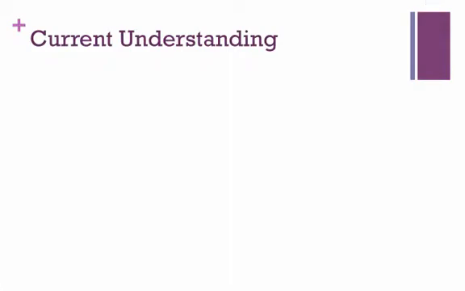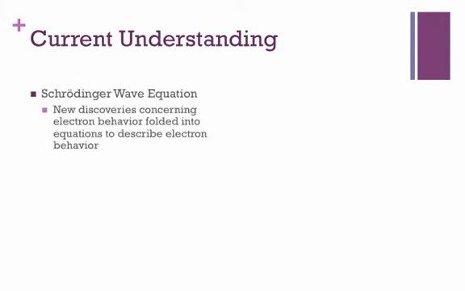The most recent step in this process is what we describe as the current understanding of atomic structure. And this is a model based off of something known as the Schrödinger wave equation. Basically, new discoveries concerning electron behavior get folded into the description of those electrons, and as a result, we can create a better prediction of what electrons do, resulting in a better model for the atom itself.